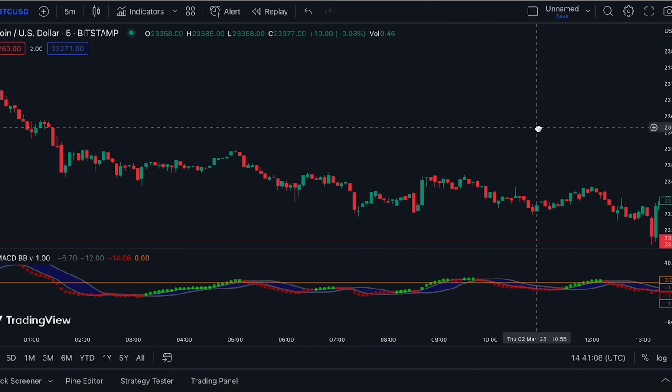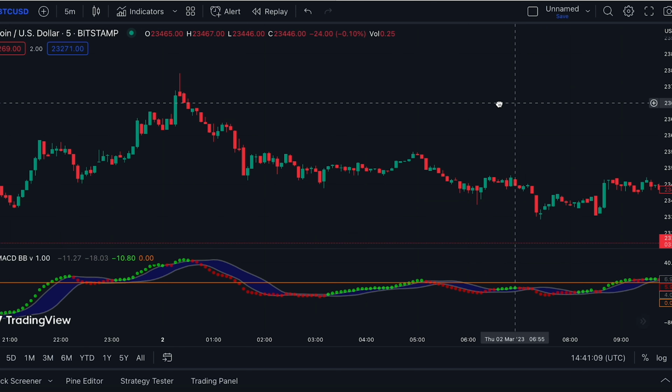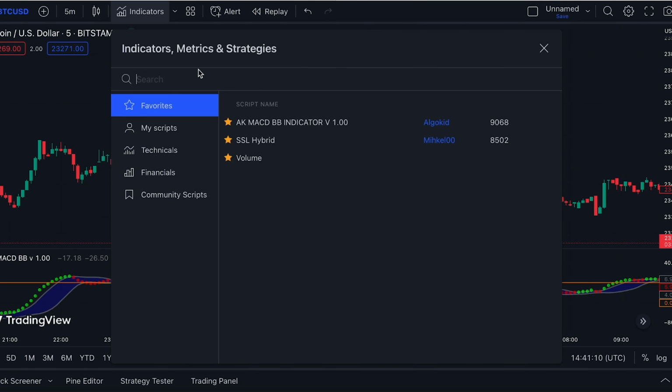The SSL hybrid indicator will be the first indicator we introduce. Look for the SSL hybrid indicator under the indicator search option. Choose the indicator and add it to the display.